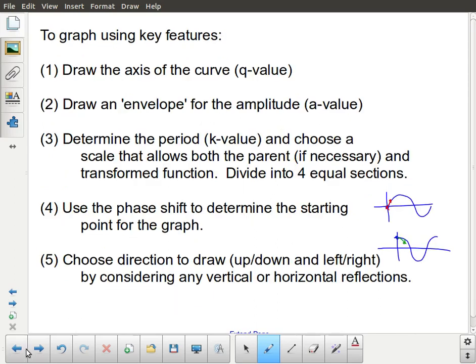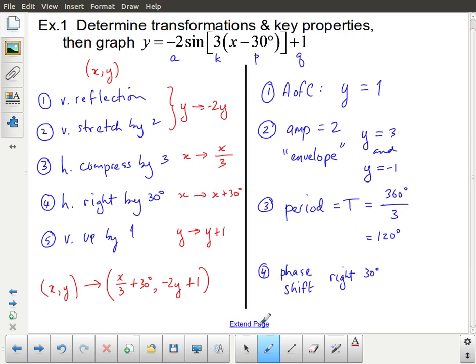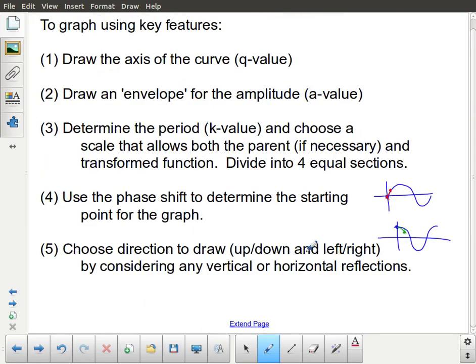Step 4, use the phase shift to determine the starting point for the graph. So in this case, we are going to phase shift, and this is really the same as what we had before. It is right by 30 degrees. And this is going to be our starting point. And then finally we talk about direction of drawing.